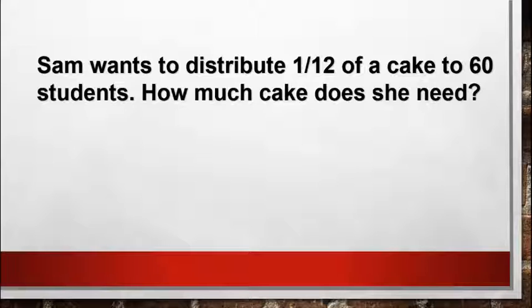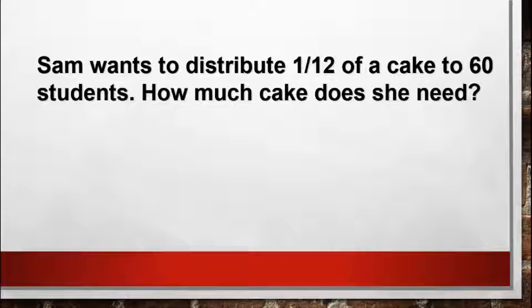Good day, everyone. So today we will have your second lesson in Mathematics 5. So we have here a word problem wherein Sam wants to distribute 1/12 of cake to 60 students. How much cake does she need? Again, Sam wants to distribute 1/12 of a cake to 60 students. How much cake does she need?